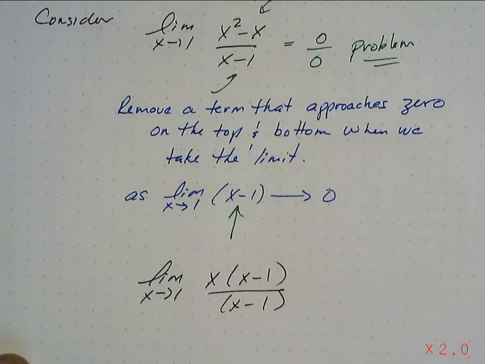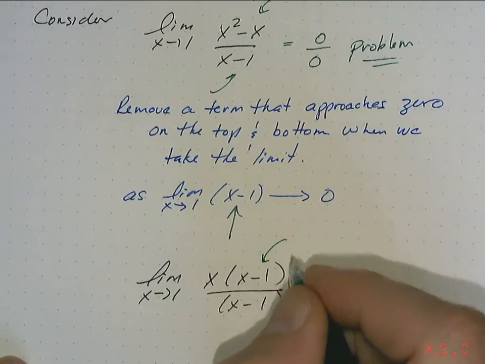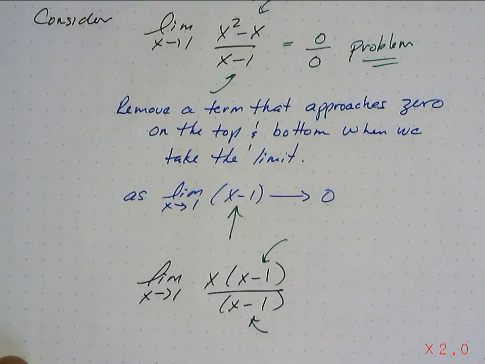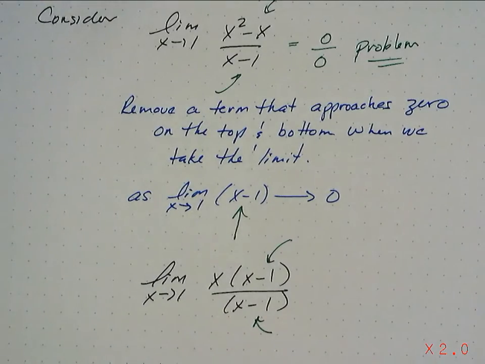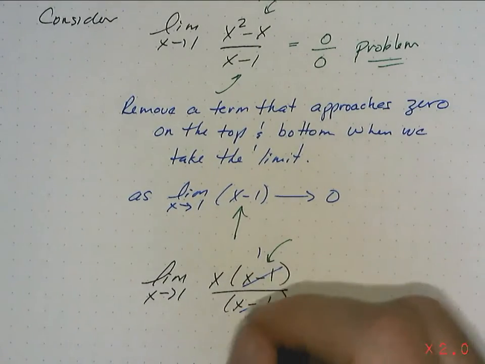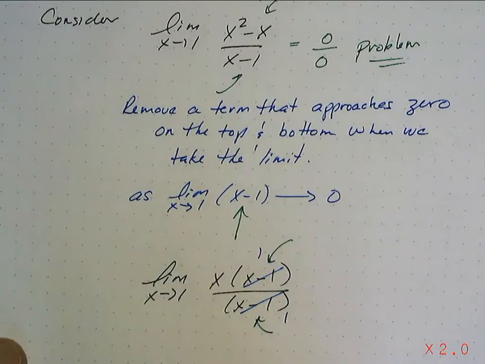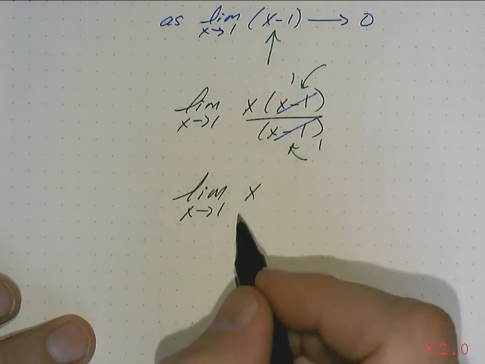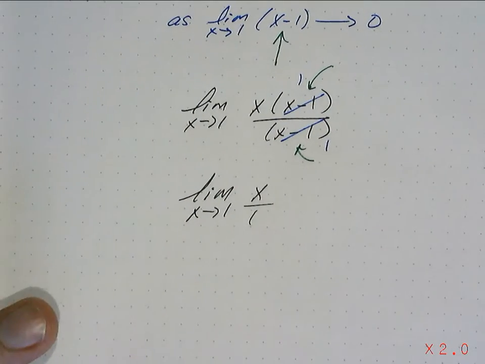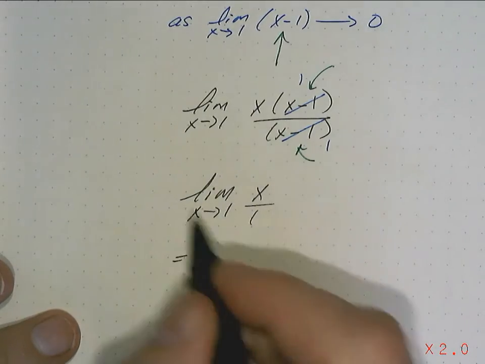So look what I've got here. I've got a term on the top that's going to approach 0. I've got a term on the bottom that also approaches 0 with the limit. But before I take the limit, I could reduce them, because there's one on the top and one on the bottom. And once I do that, I'm left with, now remember, it's x over 1. It's not x over 0. It's x over 1. I would just write it as x, but it's your choice. And now I can take the limit of this, and this limit is 1.